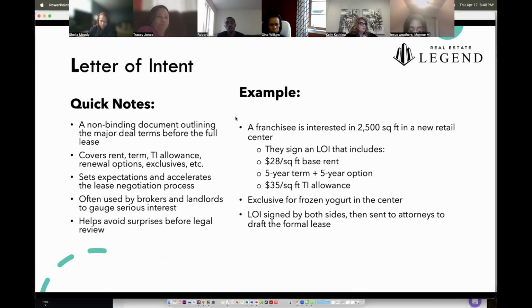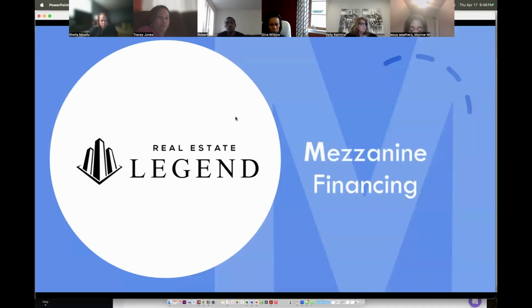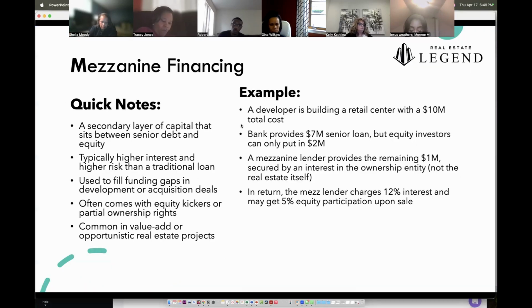So, all right, next up, mezzanine financing. Basically, you don't have all the money to close, and somebody jumps in to help you out with the deal. So you're trying to buy something for 10 million, but you only have 9. So you're short a million. A mezzanine lender provides the remaining million, sometimes at higher interest, and sometimes they'll want an equity cut. So somebody will come in, it's a second layer of capital. They'll help you get to closing, but it's going to be expensive.